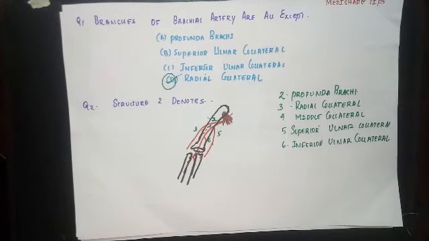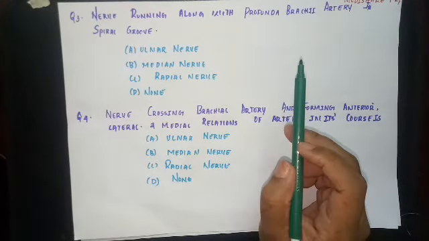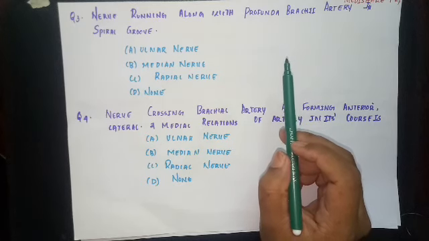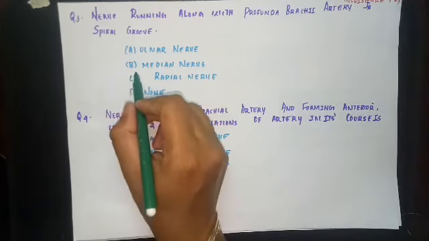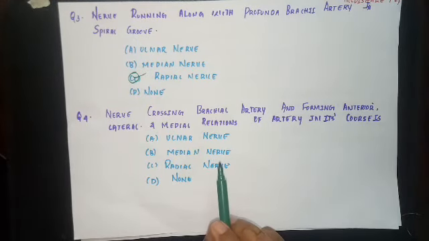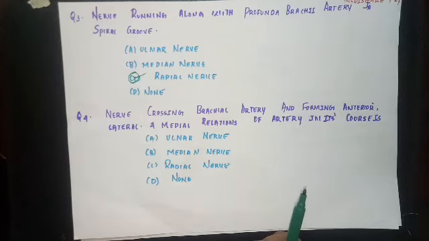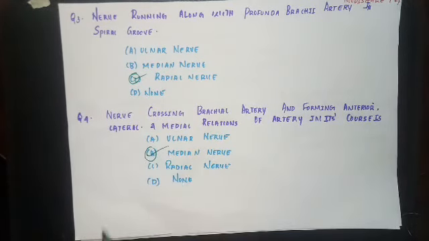Now, the next question is, which is running along with the profunda brachial artery in the spiral groove? That is definitely the radial nerve. Option C is the correct answer. And question number 4 is the nerve which is crossing the brachial artery and forming anterior, lateral and medial relations of the artery in its course. That is definitely the median nerve. So option B, median nerve is the correct answer.